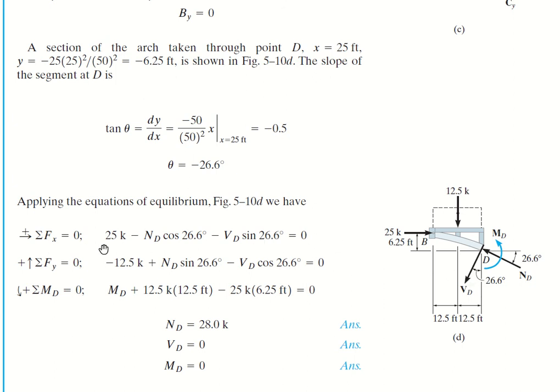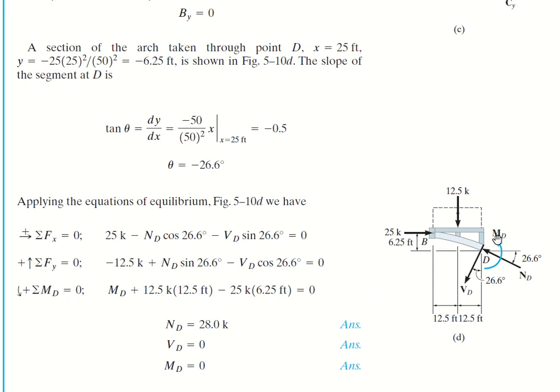So the minus ND cos theta is in horizontal direction and VD's sin theta will be in horizontal direction. So for F of x we will have this equation, and for F of y we will get this equation. In F of y we have this applied load, the sin component of ND and the cos component of VD here.